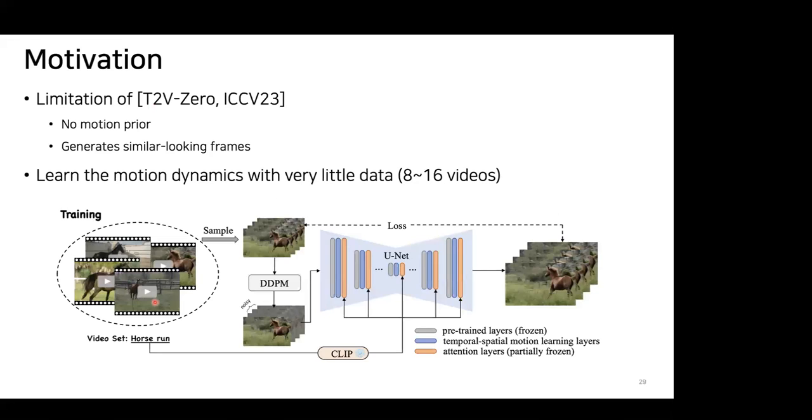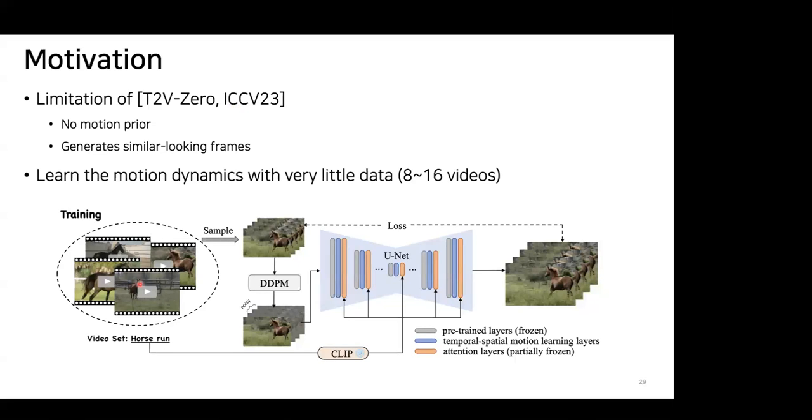So as you have seen, this Text2Video-Zero, which was the ICCV work I just explained, was not trained on any video data set. So it doesn't have any knowledge about the motion prior, and it kind of generates similar looking frames. So in this work, LEMP, they proposed to learn the motion dynamics with very little data.